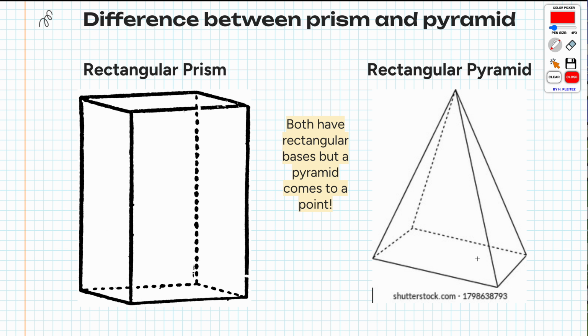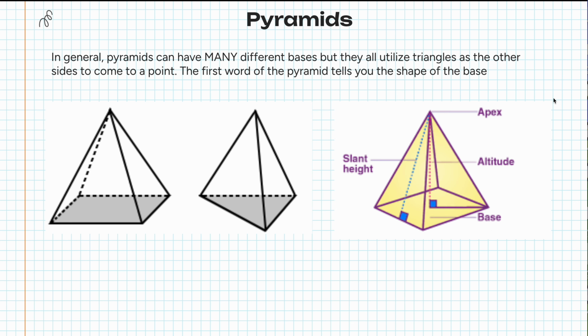So we can see how that affects the other shapes that are involved, right? Here we have a rectangular base, but in order for us to come to a point, the other four sides that are included are going to be triangles. So pyramids are going to have a bunch of different bases, but all of them are going to come to a point. They're going to utilize triangles as the other sides, and just know that the first word of the pyramid tells you the shape of the base. For example, a rectangular pyramid has a rectangular base. A triangular pyramid has a triangular base. A square pyramid has a square base.